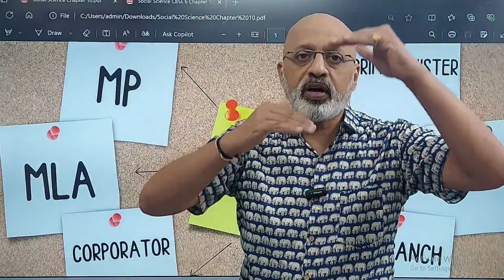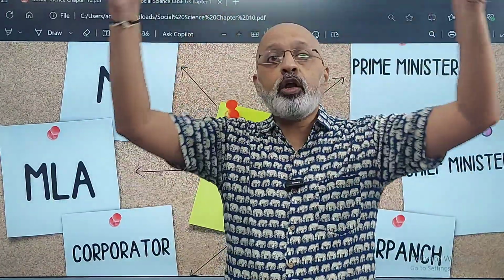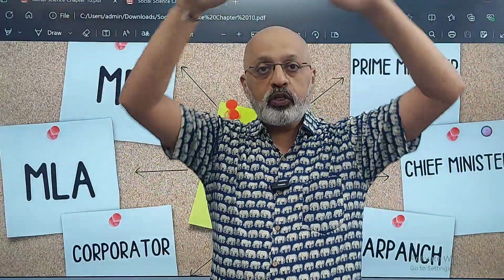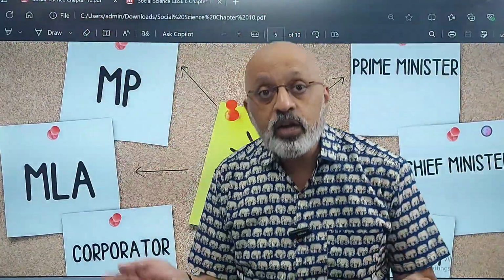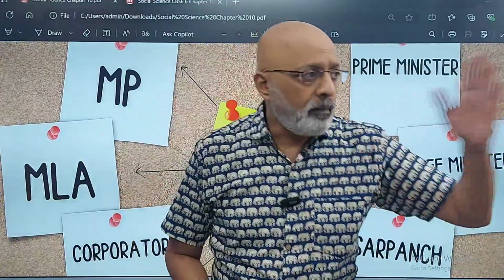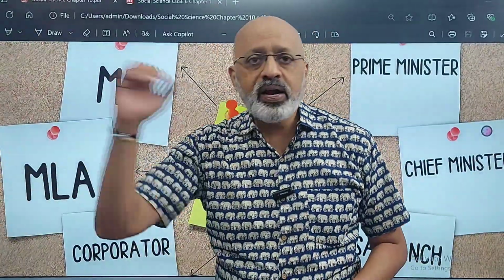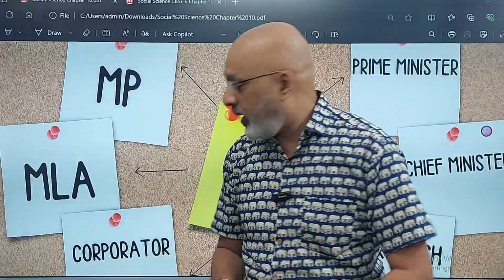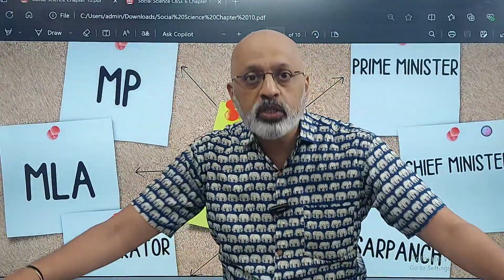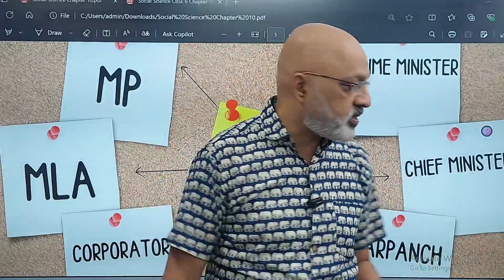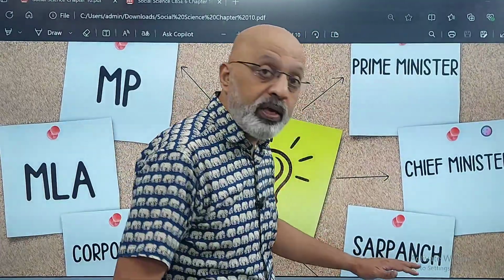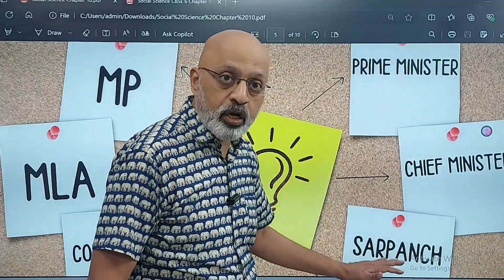So this is at three different levels. MP is supposed to make laws for the entire country. MLA is supposed to make laws for the entire state. But these kinds of civic issues at the local level, the road is not good, there is no electricity, there is a drainage problem, water is leaking, all will be dealt with at the corporator level, which is the lowest level of governance. In rural areas, we will read about this in detail in the next two chapters, it will be the panchayat, which will be headed by the sarpanch. Okay.